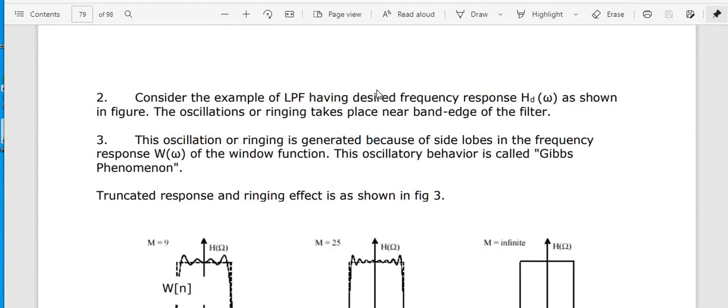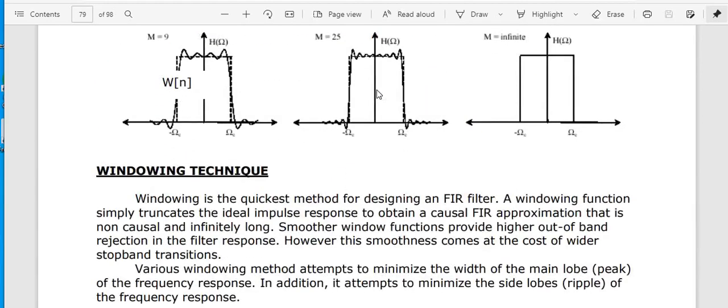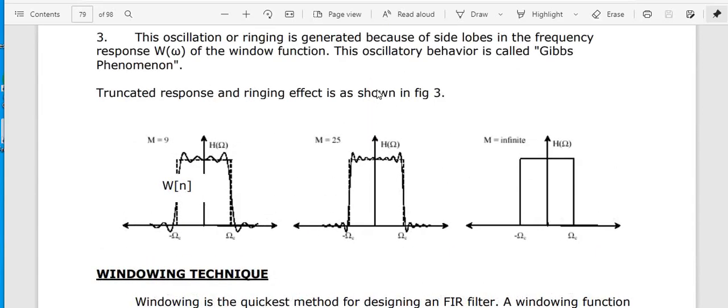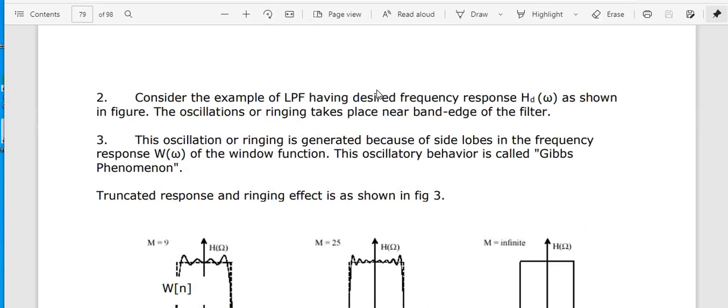Next, consider an example for this. This part we are not having. We are proceeding directly with the windowing technique. So, just to explain, I am showing you how the response can be obtained. Basically, consider an example of a low pass filter which has the desired frequency response Hd of omega.